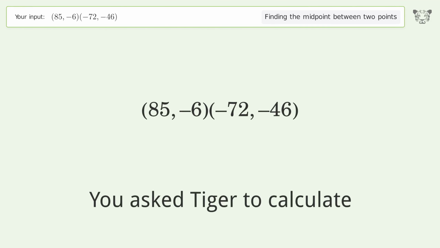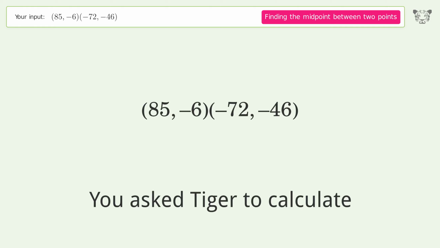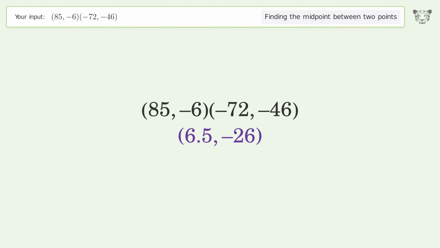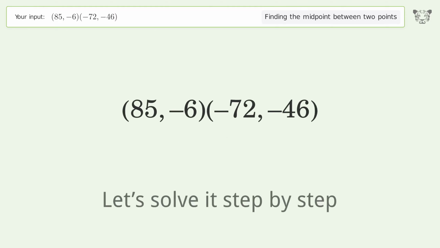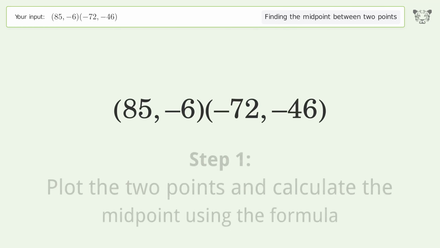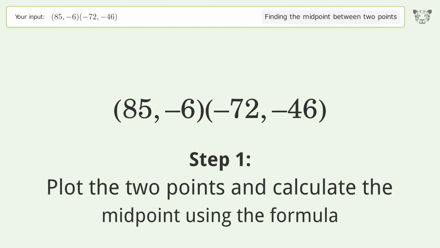You ask Tiger to calculate. This deals with finding the midpoint between 2 points. The midpoint between the 2 points is 6.5, negative 26. Let's solve it step by step. Plot the 2 points and calculate the midpoint using the formula.